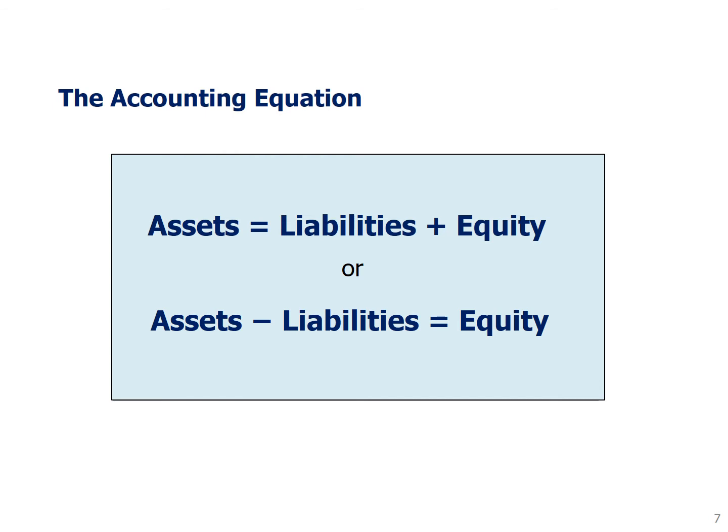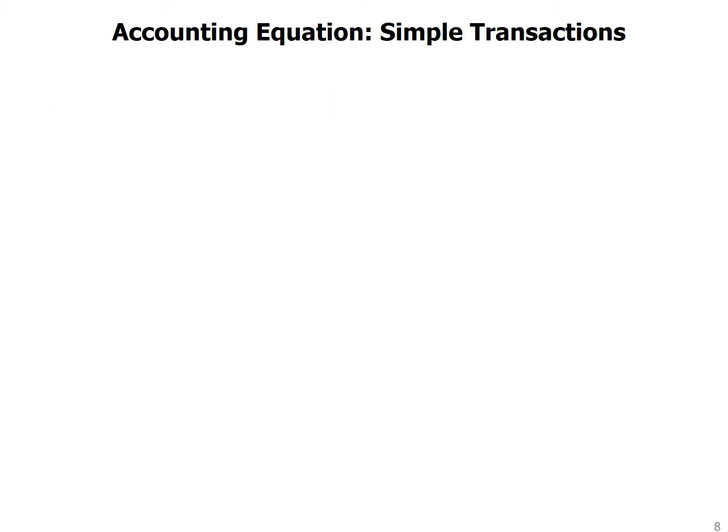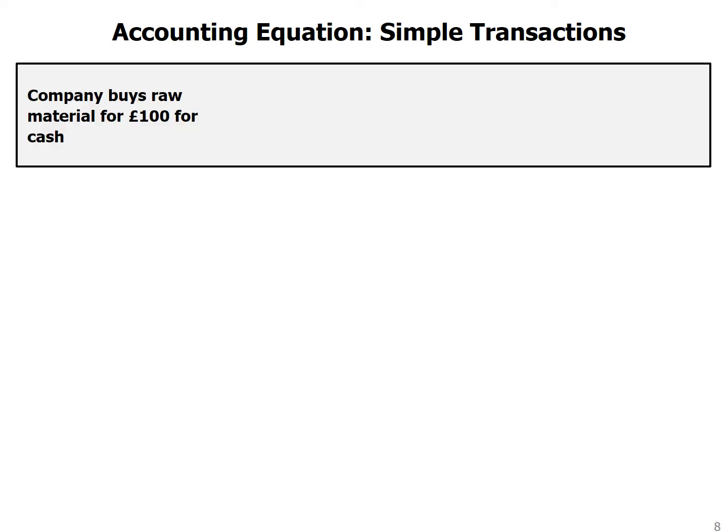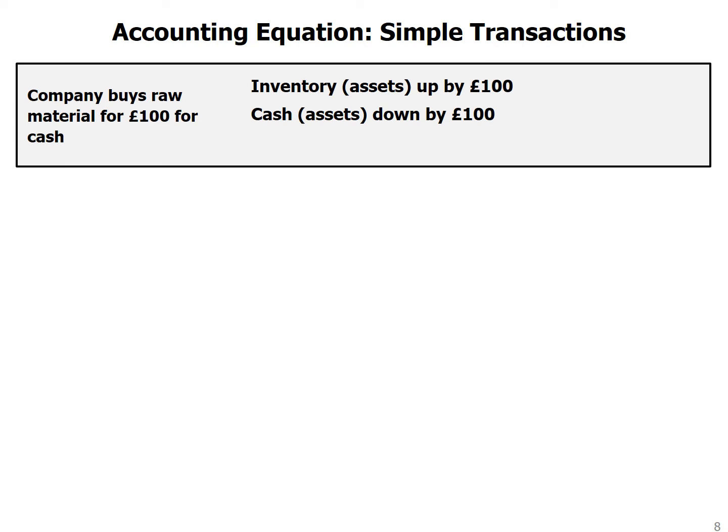Let's look at some examples of business transactions that illustrate the accounting equation at work. We'll start with two examples of companies buying raw materials, first with cash and then second with credit. So a company buys raw materials for £100 for cash. So what are going to be the accounting entries? Well, we're going to have an asset, in this case inventory, going up by £100. The assumption here is that if a company is buying raw materials, the price paid is a fair price. That being so, the value of the inventory will go up by the amount that's been paid, which is £100, and cash assets will go down by £100, which is the amount that's been paid out.